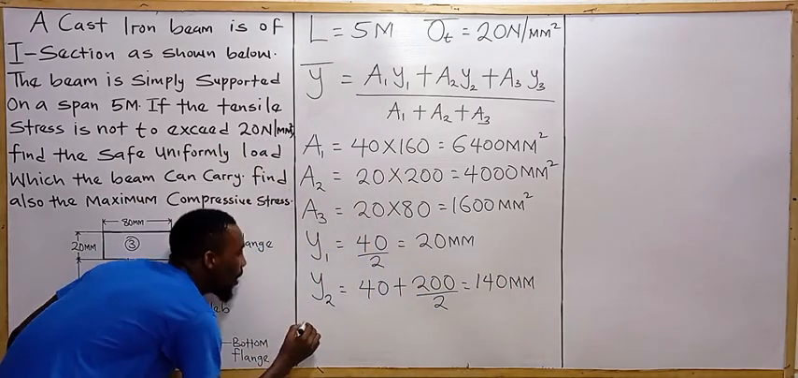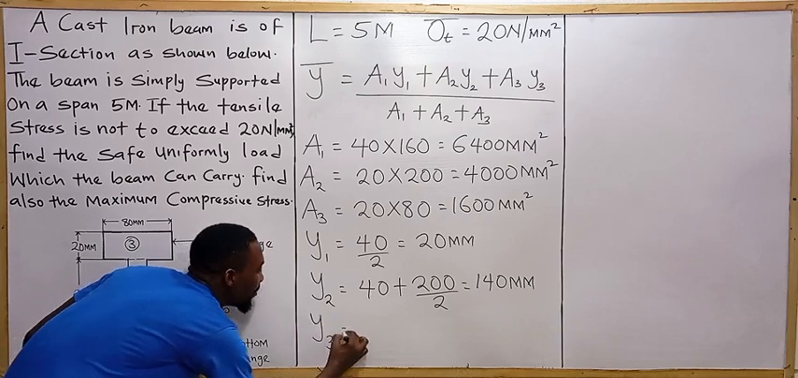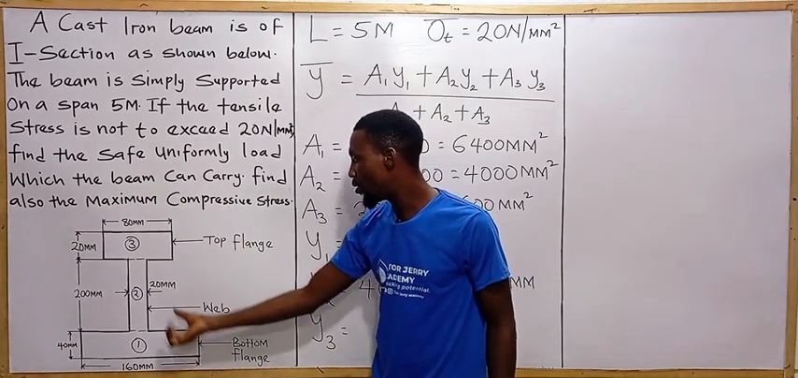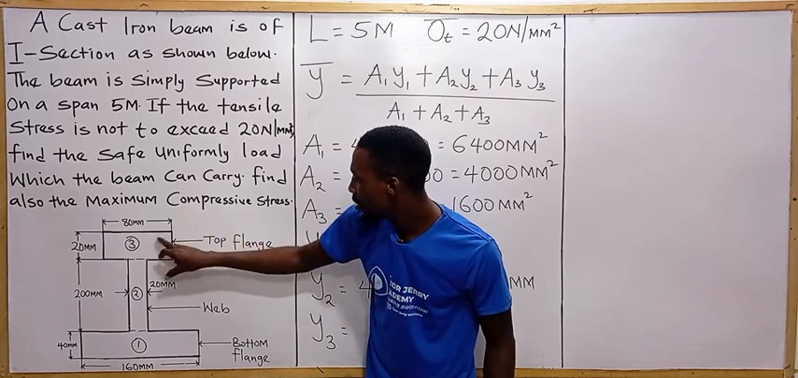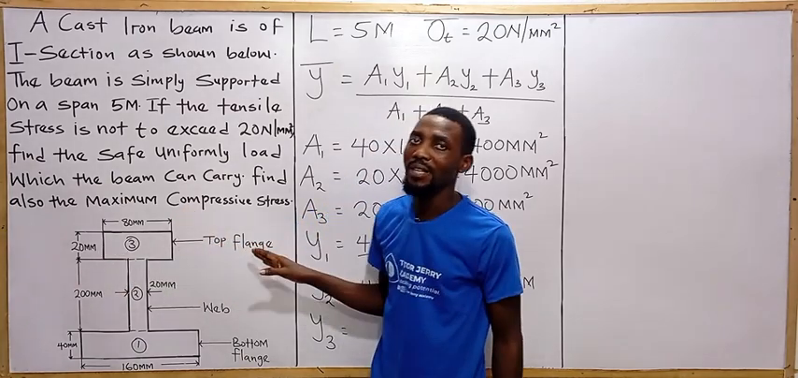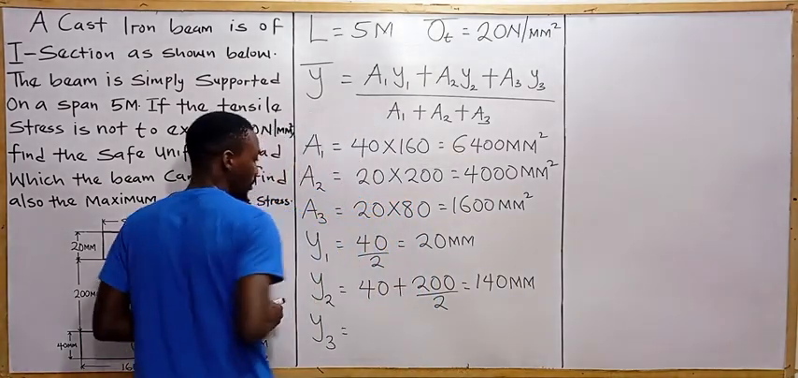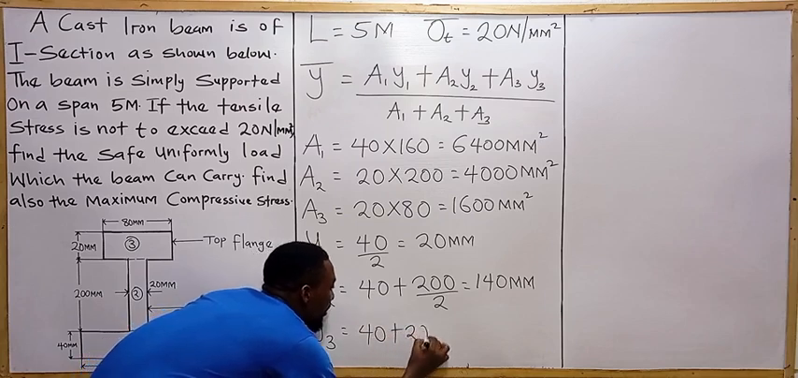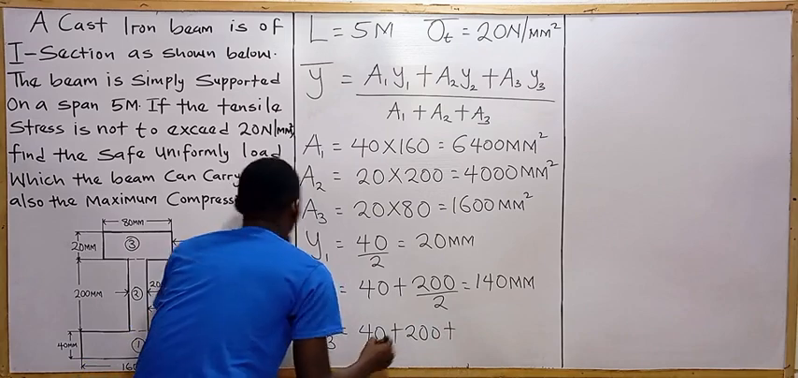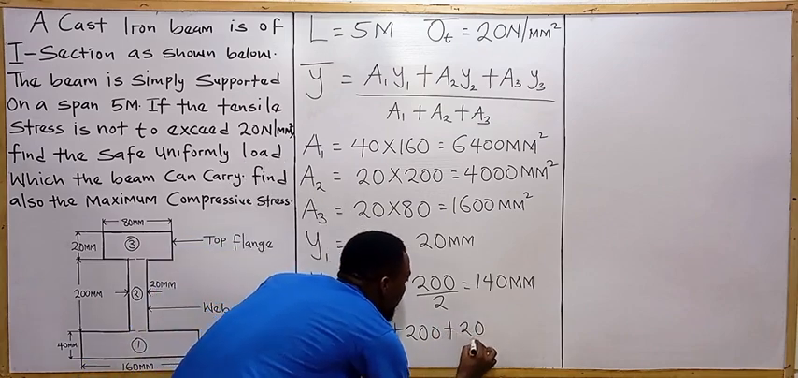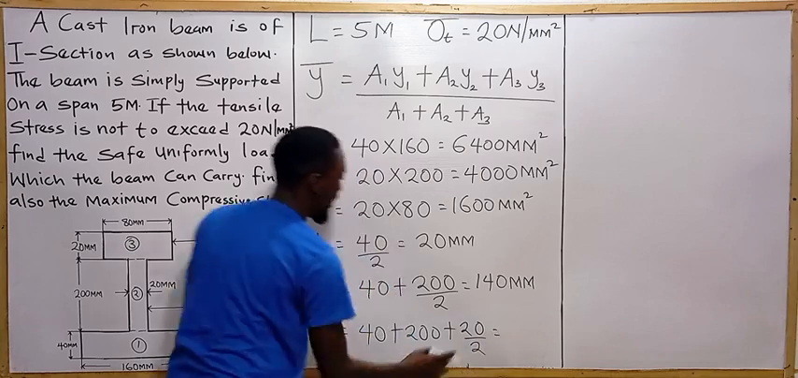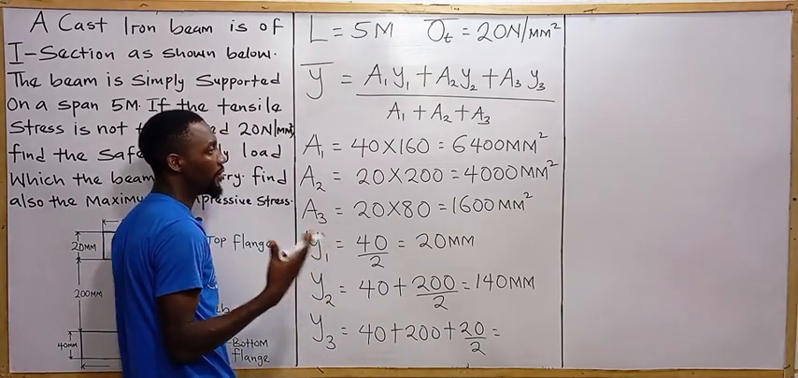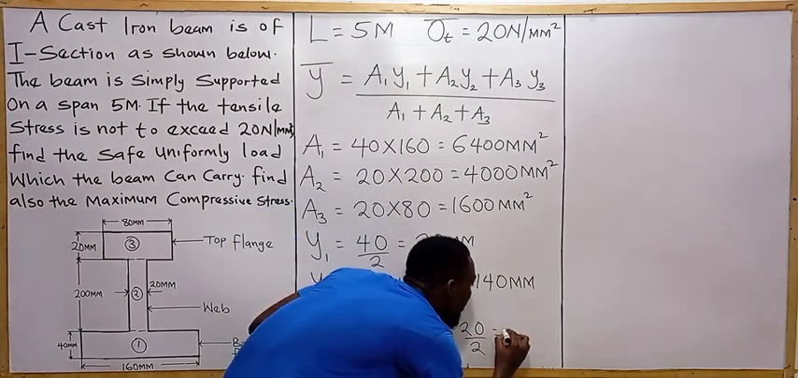All right. So our y3 now. Our y3 will be equal to, all right, from the bottom surface, 40 plus 200, then plus 20 divided by 2. So we're going to have 40 plus 200, then plus 20 divided by 2. So 20 divided by 2 is 10. So this is going to give us 250 mm.